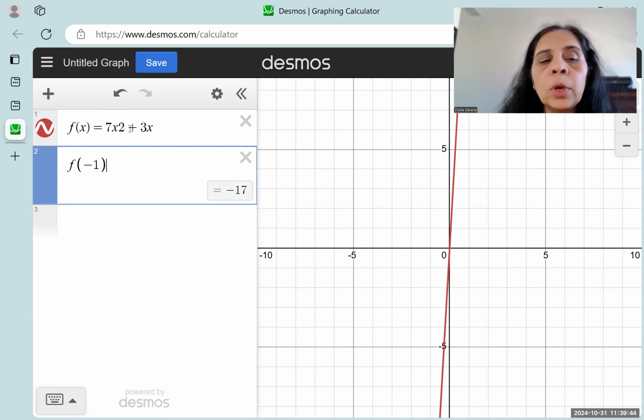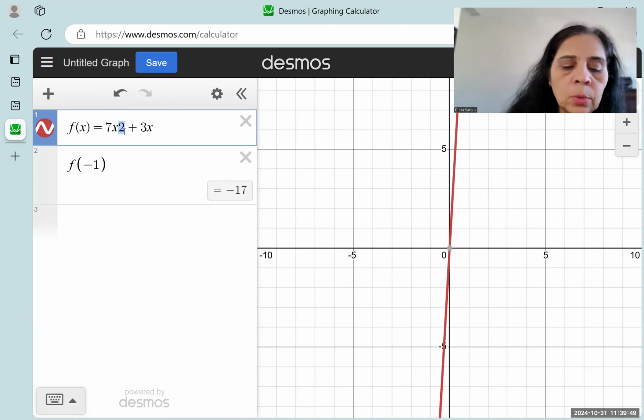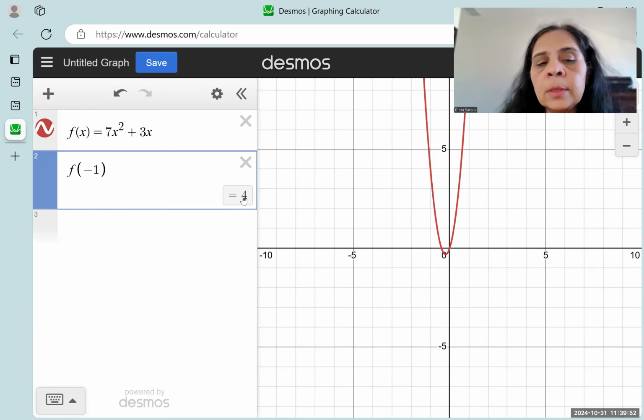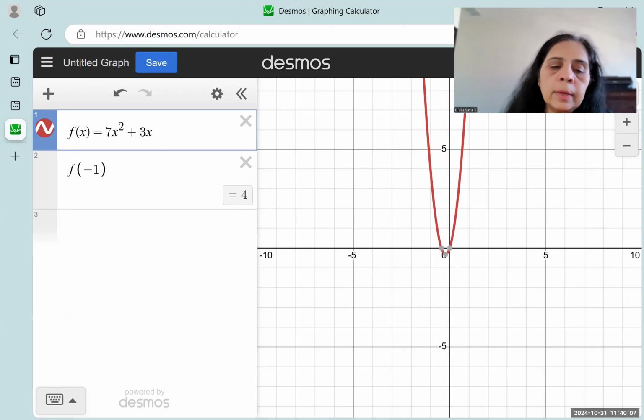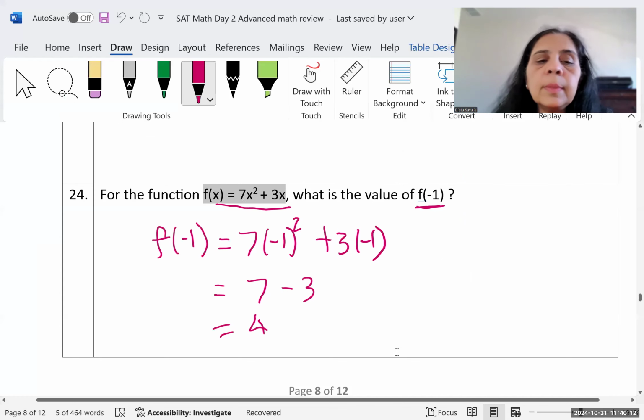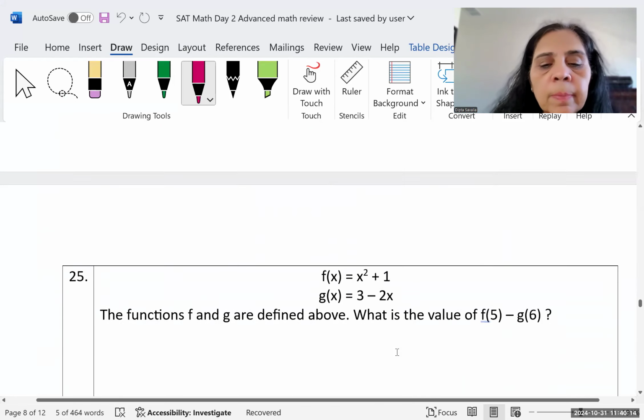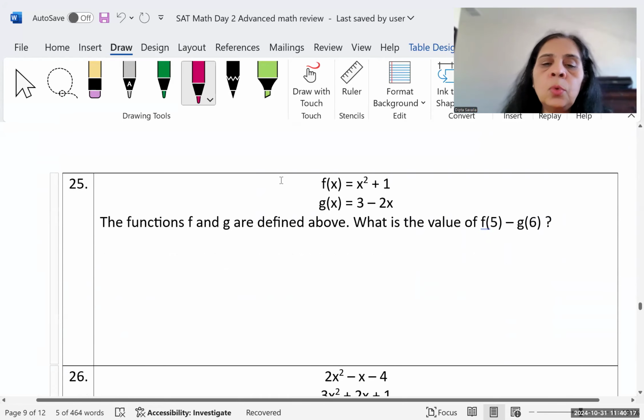But look at this. What happened here? It came as x squared, so I had to use parentheses. So the answer is 4. And if you check on this graph, you will get this point. Yeah, the exact point. You can see negative 1, 4. All right. So either way you can do it, but you have to remember to follow order of operation. All right. Now we have two functions given, f and g.